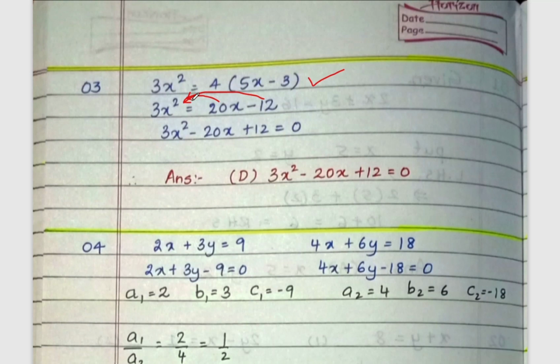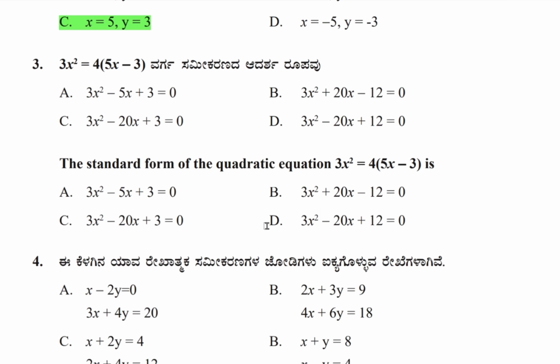Now shift all the RHS terms to LHS, we get 3x square minus 20x plus 12 equals 0, which is in the standard form ax square plus bx plus c equals 0, which is the standard form of quadratic equation. Therefore, the correct answer is option 3, 3x square minus 20x plus 12 equals 0.